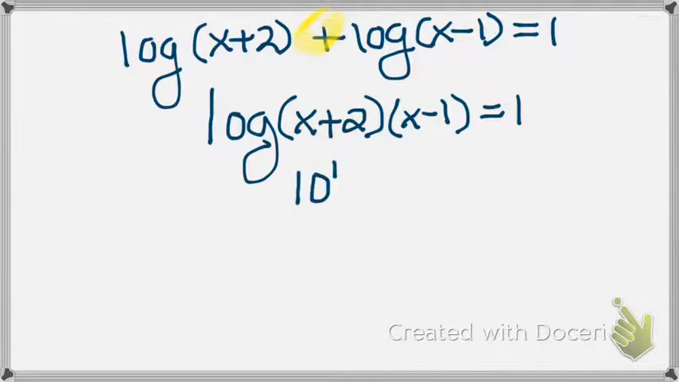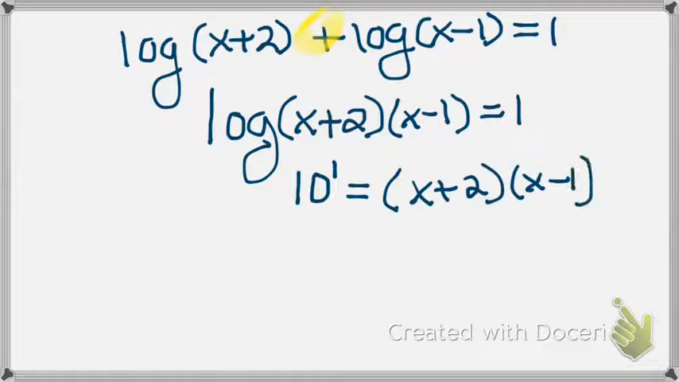10 to the 1st power. Oh no, where'd you get the 10? It's common log. The base is 10. Okay, you guys? The base in a common log is 10. It's understood. Okay? Is equal to x plus 2 times x minus 1. Are we finished? No, we got to now solve.